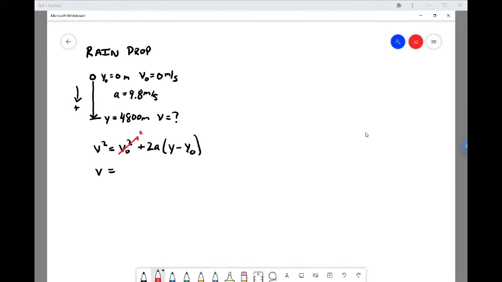the initial velocity is 0, initial position is 0, so the final velocity is going to be the square root of 2 times the rate of acceleration times how far it traveled. And so when I plug in 9.8 and 4,800 and multiply by 2 and take the square root, I get 307 meters per second. So that's telling us if there is no air drag, raindrops will be pelting us here on the ground at like 300 meters per second.